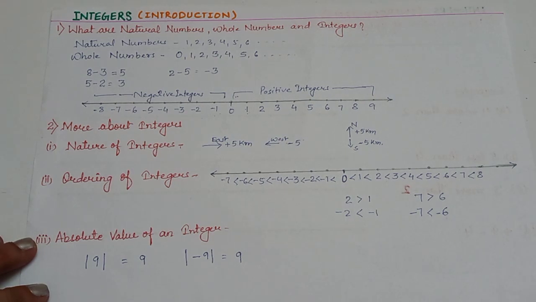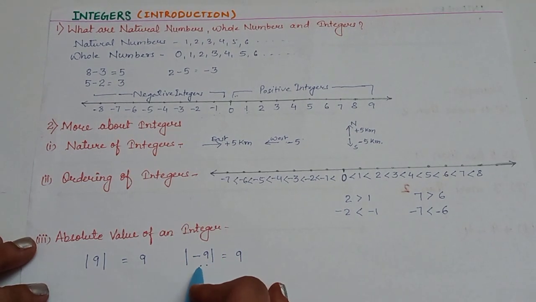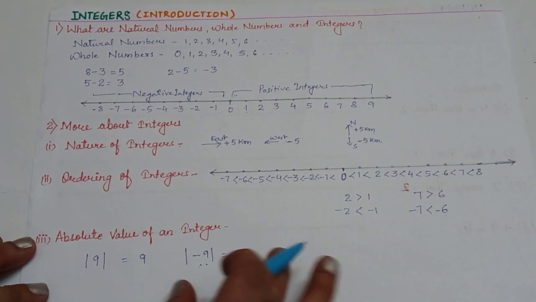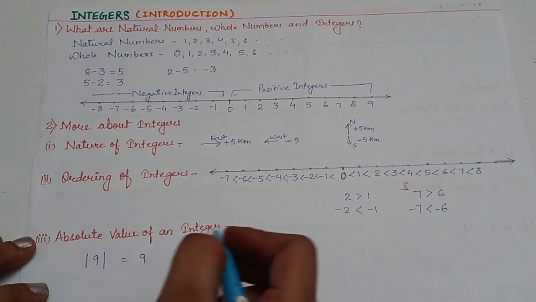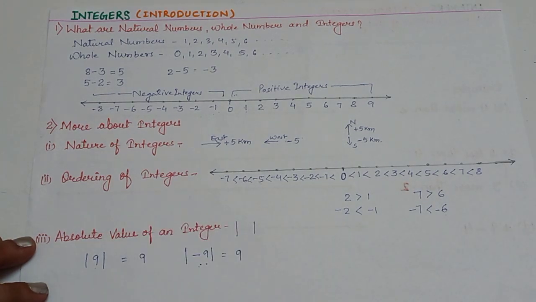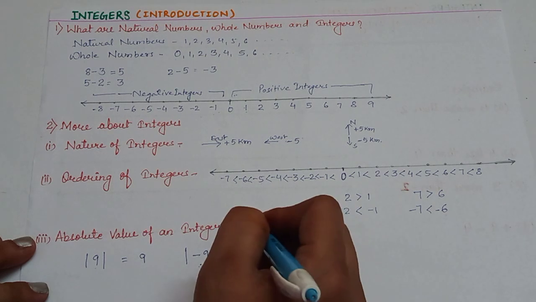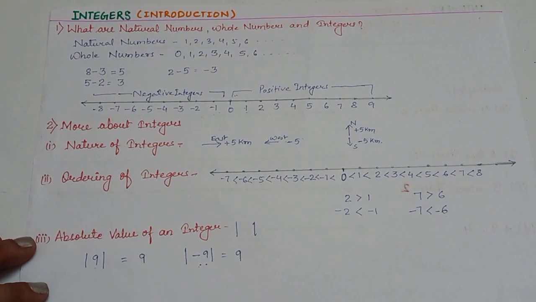We simply have to see, okay, this is a negative integer. So the absolute value of that negative integer will also be positive, and the absolute value of a positive integer will also be positive, and it is always denoted by 2 vertical bars. The numbers are always written inside these vertical bars.